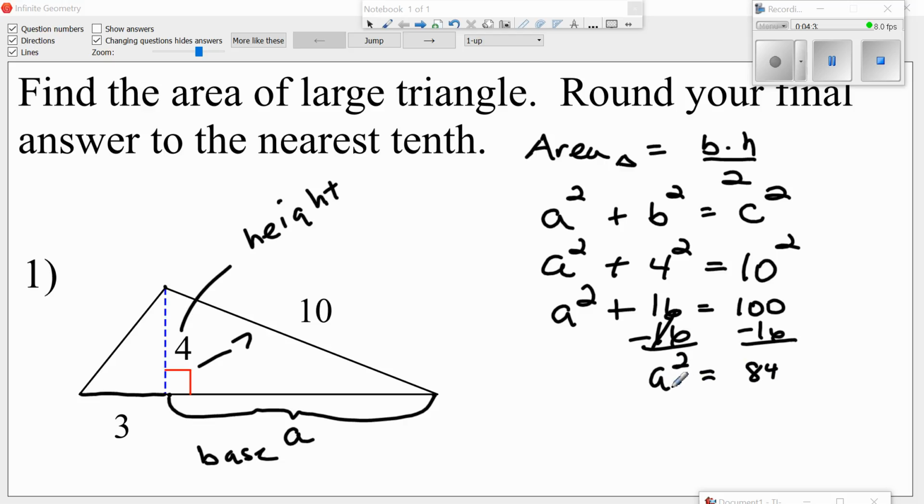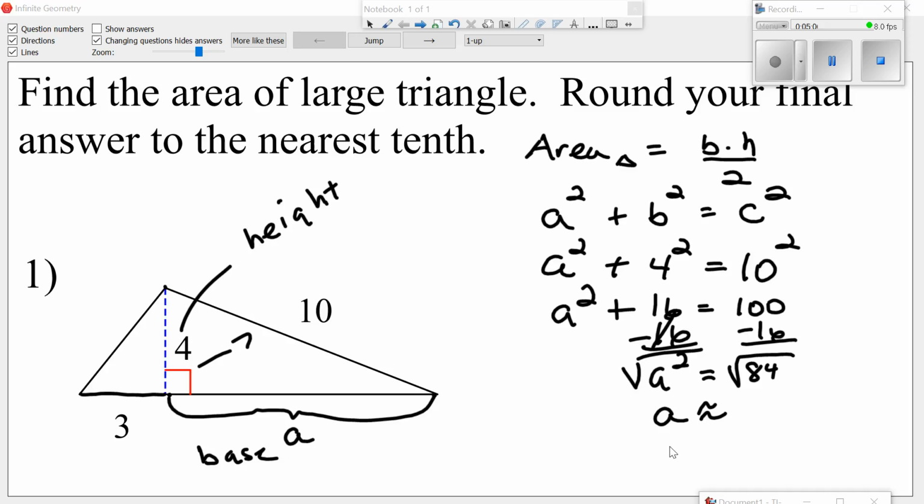A is still not by itself. I have A squared. To undo a squaring, you take the square root. If I take the square root of A squared, I now have A by itself. Again, if you want to keep your equation balanced, you got to do the same thing to the other side. So once I take the square root of 84 here, it's going to give me an answer, but I know it's going to be an approximate answer. It's not going to be exact, but it's going to be a really good approximation.